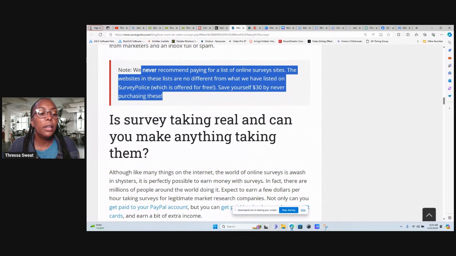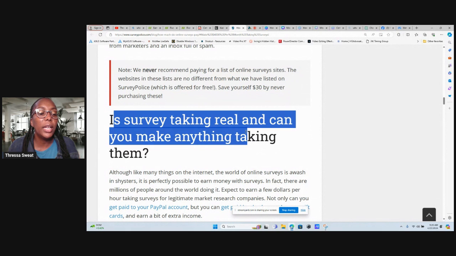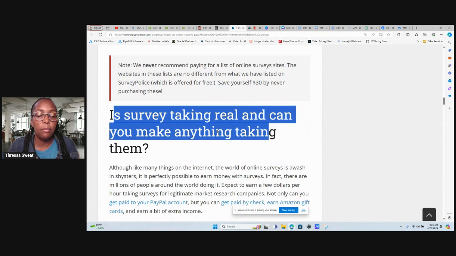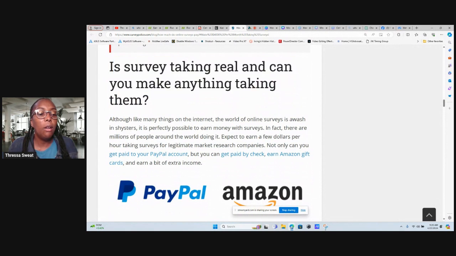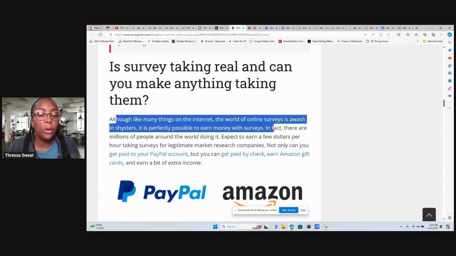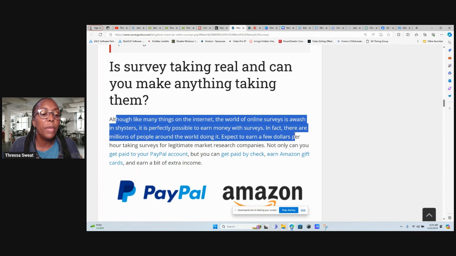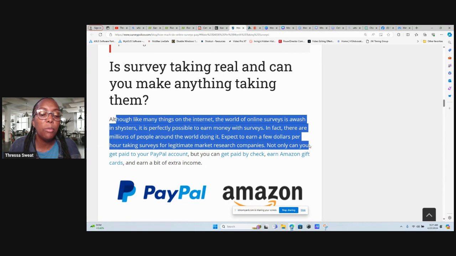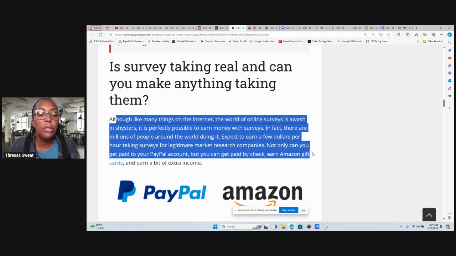And then it comes down to: are surveys real, and can you make anything taking them? Now, it says that although, like many things on the internet, the world of online surveys is a wash, it is perfectly possible to earn money with surveys. In fact, there are millions of people around the world doing it, but expect to earn a few dollars per hour taking surveys for legitimate marketing research companies. Not only can you get paid to your PayPal account, but you can get paid by check, earn Amazon gift cards, and earn a bit of extra income.